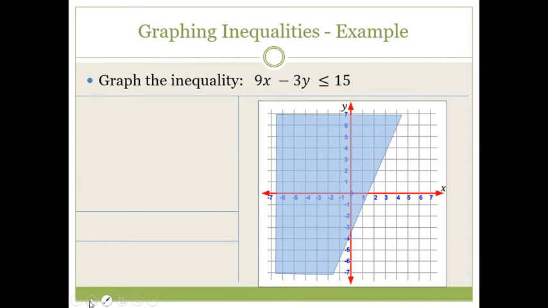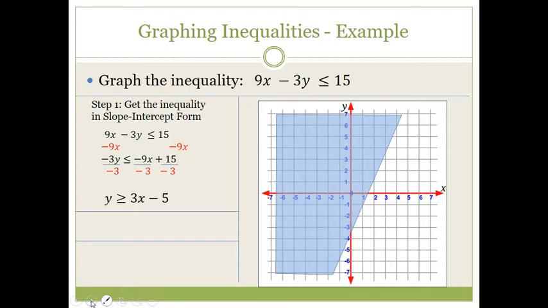Let's go ahead and use that to graph this line. So first we have the inequality 9x minus 3 is less than or equal to 15. The first thing I want to do is get this inequality into slope-intercept form. So I want to get y all by itself.